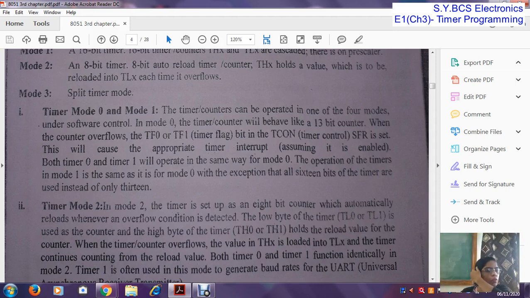The operation of the timer in mode 1 is the same as it is for mode 0, with the exception that all 16 bits of the timer are used instead of only 13 bits. So the programming of mode 0 and mode 1 is similar, but the only difference is that mode 0 is 13-bit and mode 1 is 16-bit.